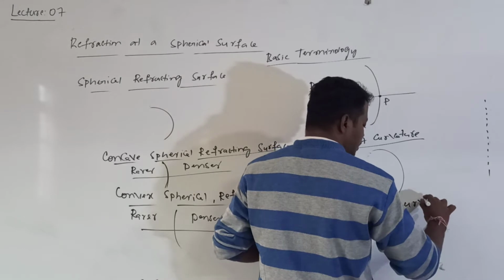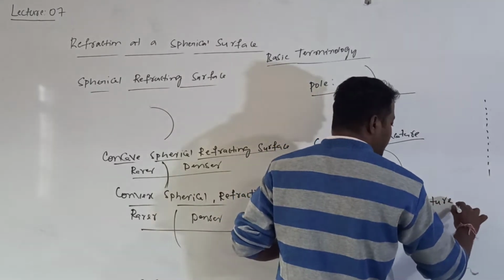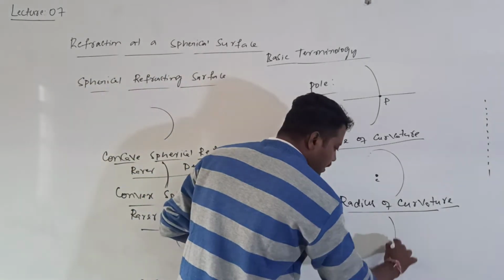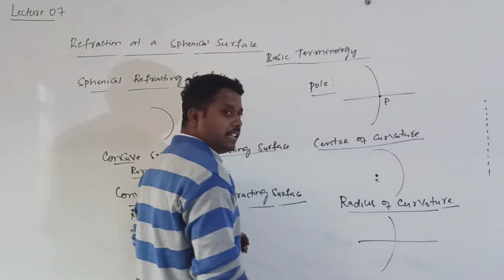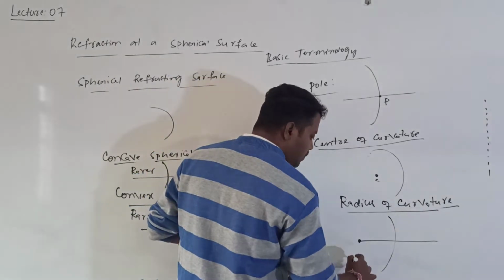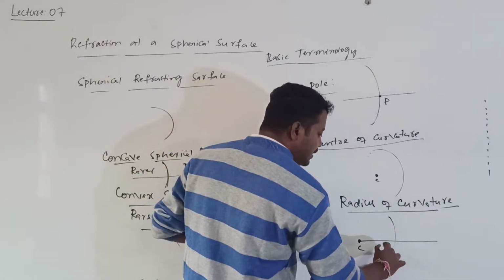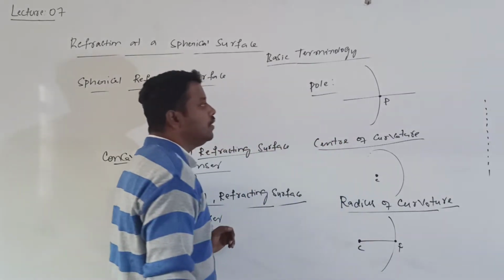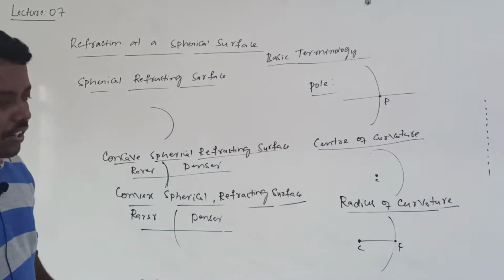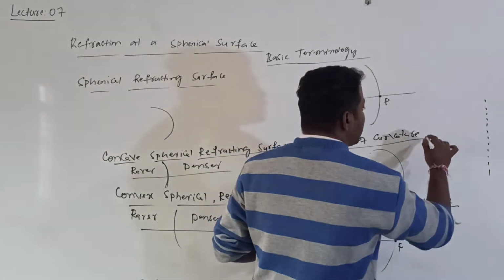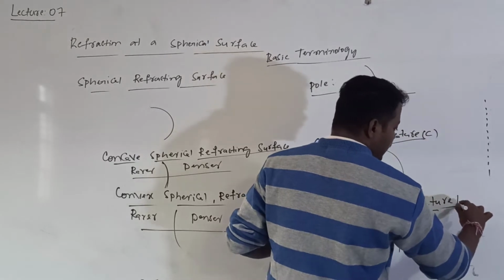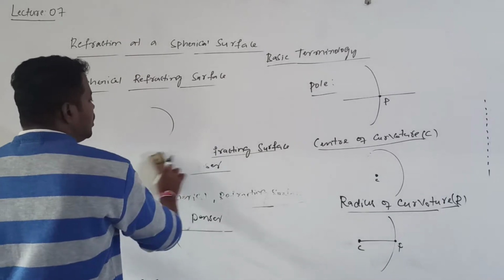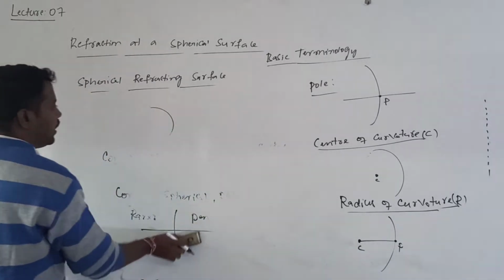After that, what is the radius of curvature? Same definitions. Once again recalling, that's why going a bit fast. What is radius of curvature? The radius of the sphere of which the given spherical surface is a part, or the distance between the center of curvature and the pole, is called the radius of curvature. Center of curvature is represented by the symbol C and radius of curvature is represented by the symbol R.